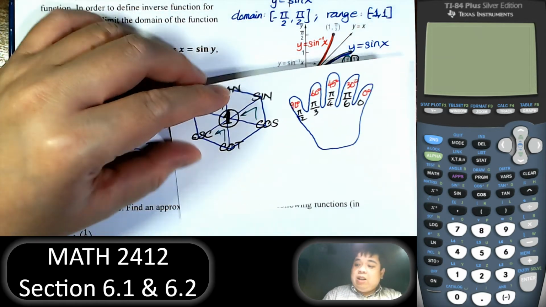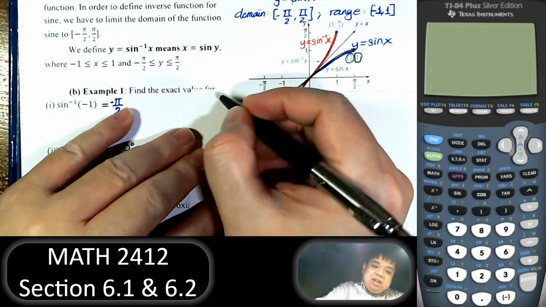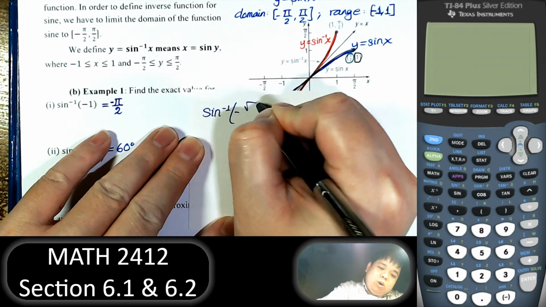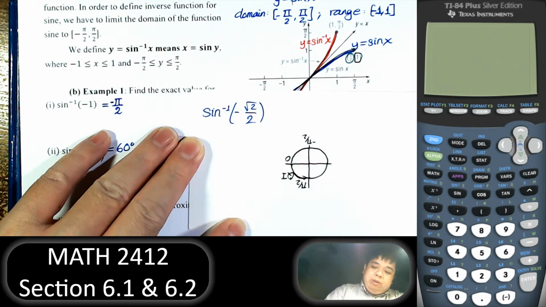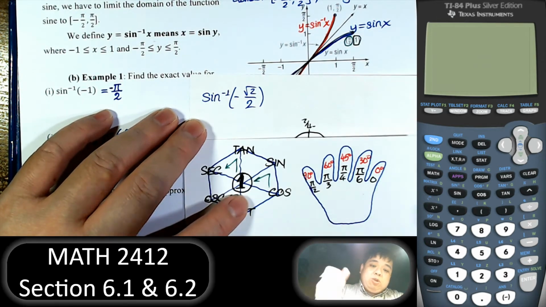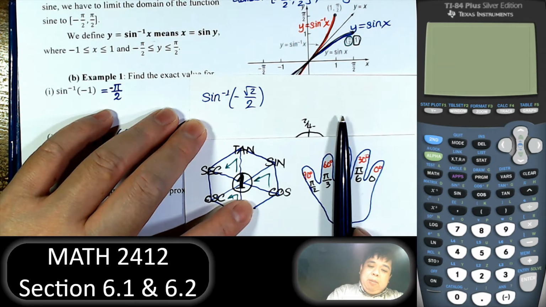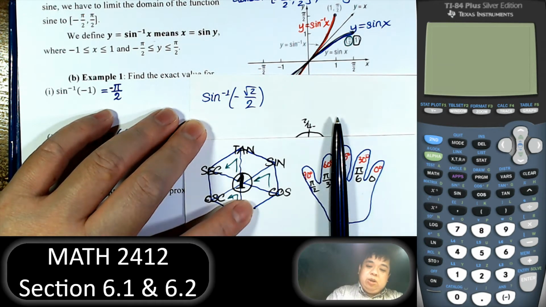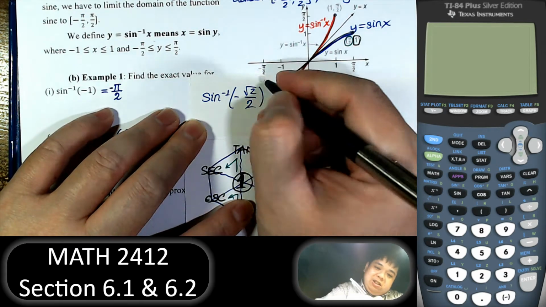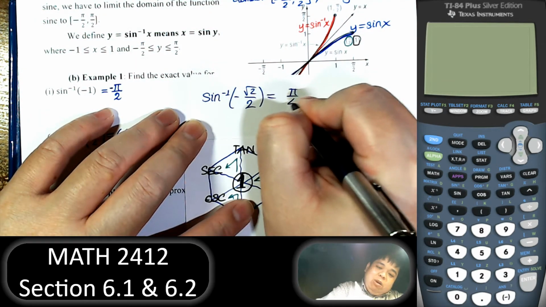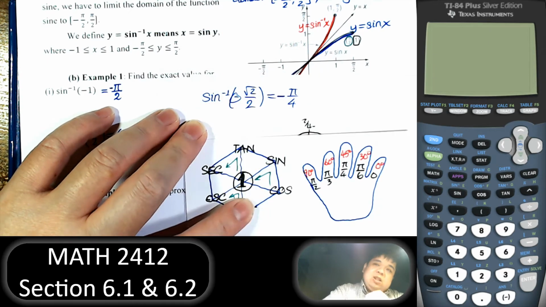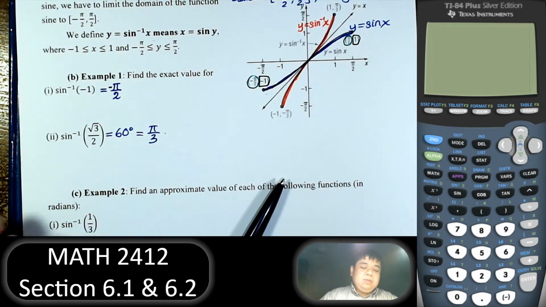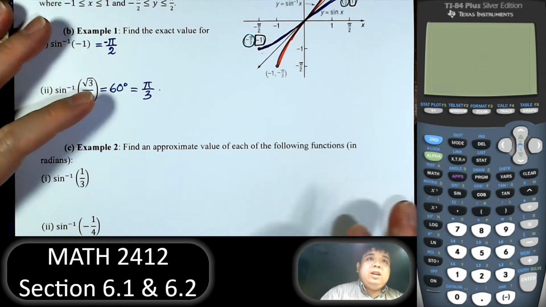Now, let's try it. If we have, let's say, sine inverse of negative square root of 2 over 2. Well, we have square root of 2 over 2, meaning 2 fingers on the right, square root of 2 over 2, and the angle is pi over 4. However, this is negative. So, yeah, negative. Right, so it's easy enough.